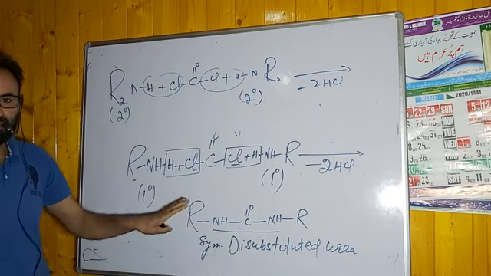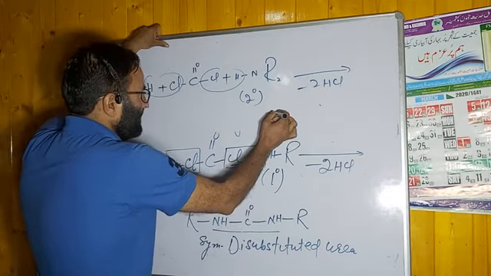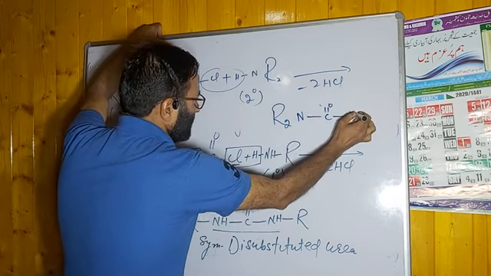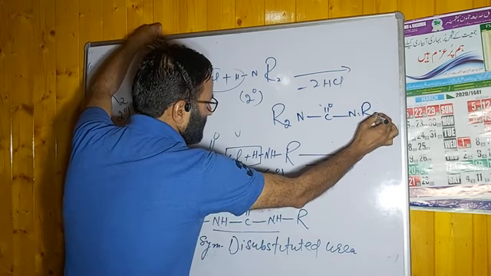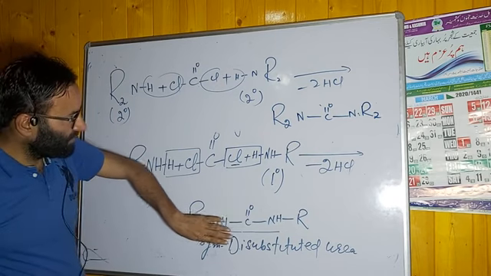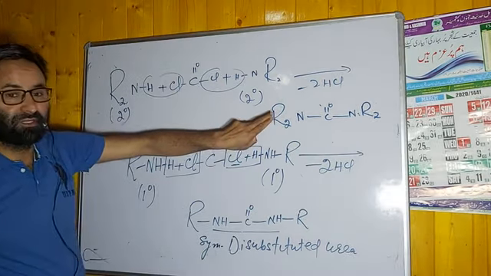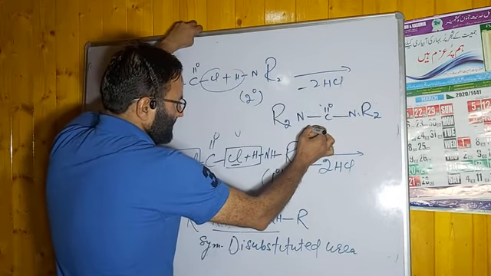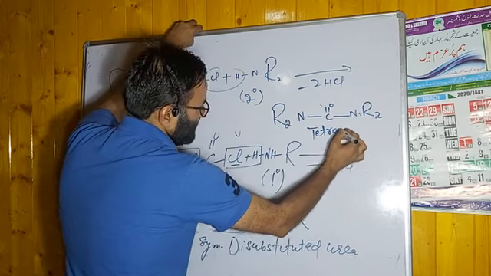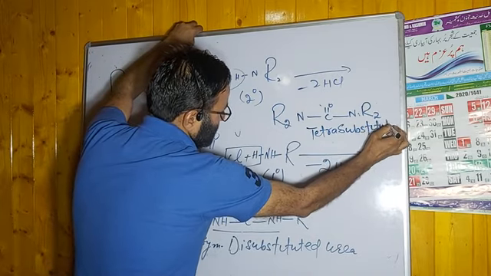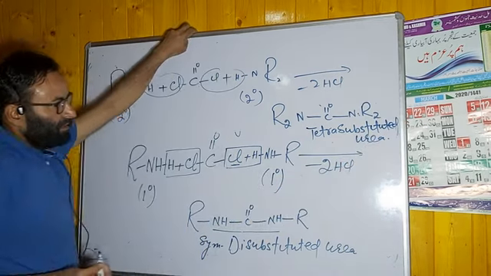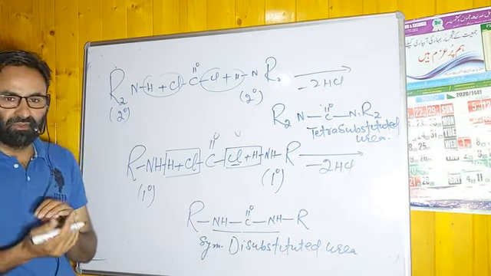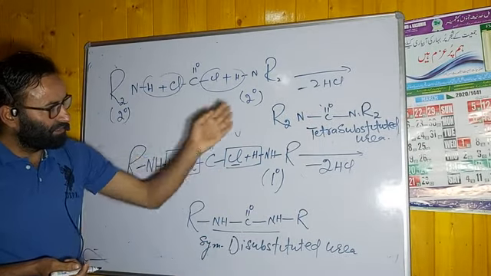You will also get a substituted urea, but it will be a little bit different. You will have a tetra substituted urea: R2N, C double bond O, NR2. Remember this. In the previous case, we have only one R on each nitrogen, but here you have two R's. It is urea, a substituted urea, but we have four substituents. We can say it is tetra substituted urea. It is clear that 1 degree and 2 degree amines react with phosgene. They result in the formation of substituted ureas. Here you have the disubstituted. Here you have the tetra substituted.